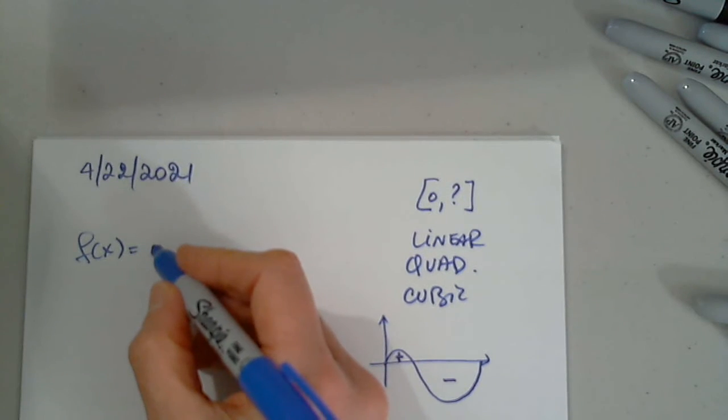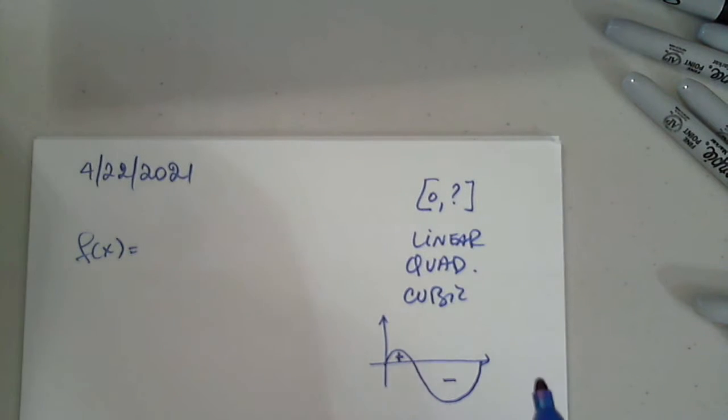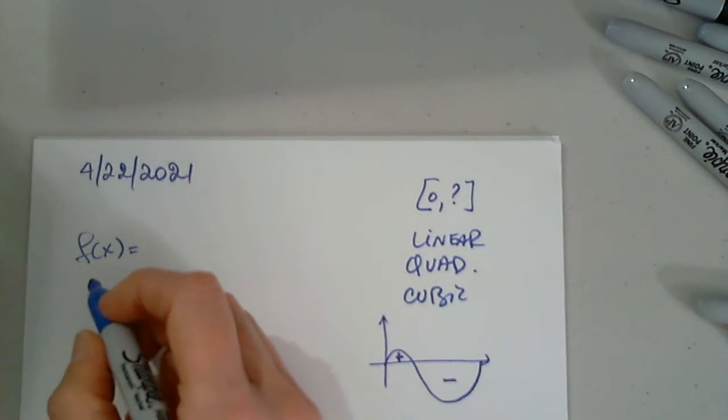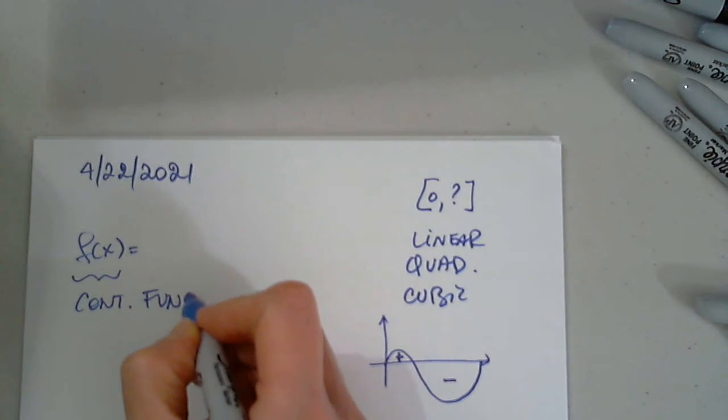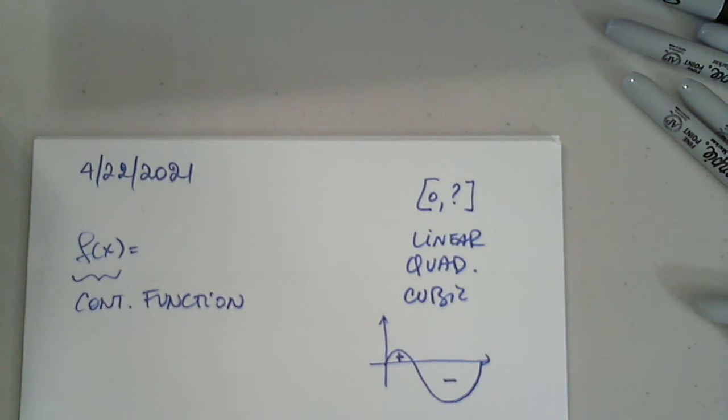What about if there's like a vertical asymptote or horizontal asymptote? Excellent question. F has to be a continuous function. Otherwise, you have to wait till Calc 2. Very good question, Mark. Thank you.